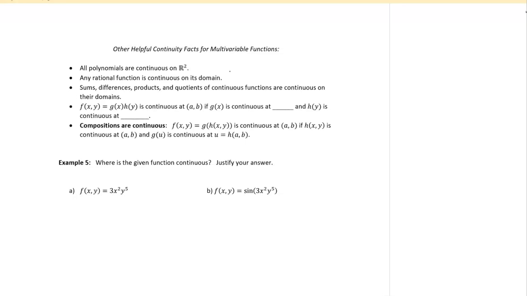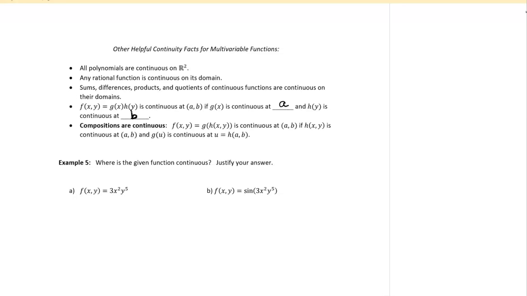For a product like this, so f is equal to some g times some h, where g is a function of x and h is a function of y, f is continuous at (a, b) if g of x is continuous at a, and h of y is continuous at b.